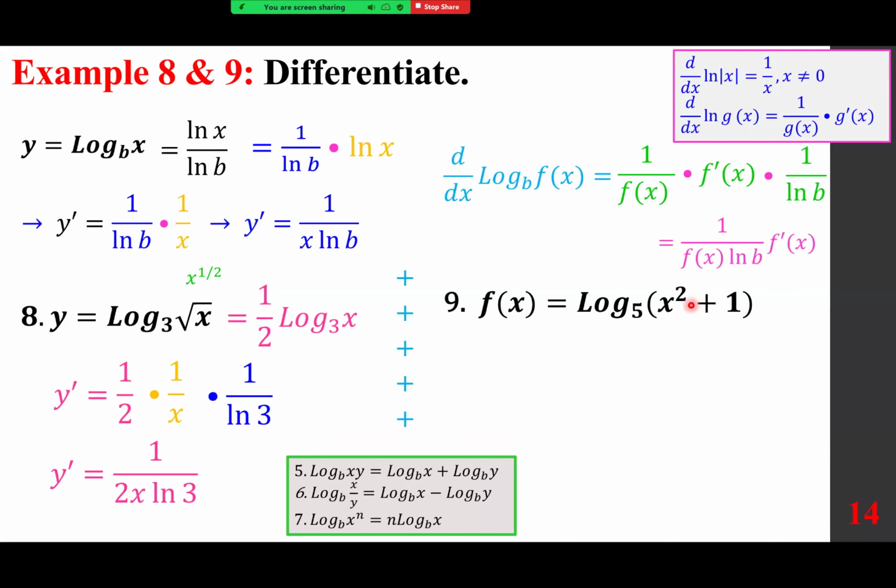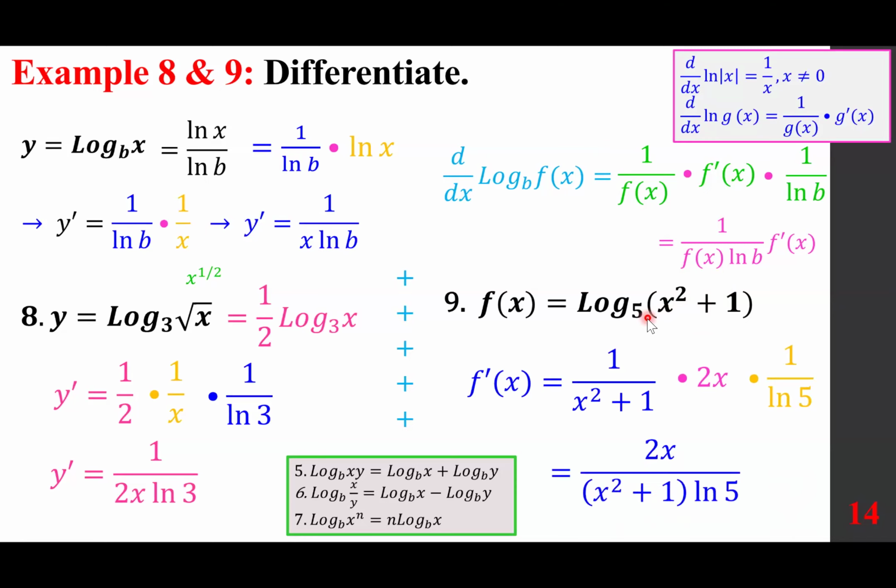So following the same format, I'm going to flip this over, 1 over x squared plus 1. Then I need the derivative of the argument of the log, which becomes 2x. Then I look at the base. Since the base is not e, I need 1 over natural log of the base, 1 over ln 5. We're going to put them together and rewrite them as such. 2x remains in the numerator. These two are in the denominator, x squared plus 1 times ln 5.